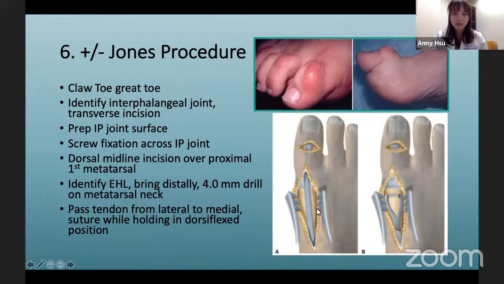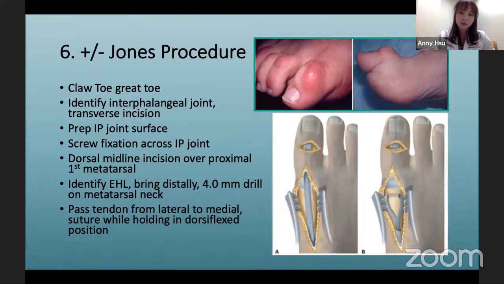In terms of the tendinous work with the EHL, I would extend the previous dorsal incision that I have with my dorsiflexion osteotomy a little bit distally, and then I can harvest and pull back my EHL. Then drill around the metatarsal neck with a small 4.0 drill, both medially and laterally, and take my tendon and loop it from lateral to medial to fix the first ray down in a slightly dorsiflexed position.